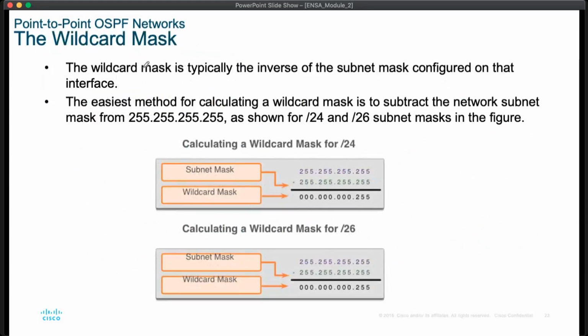Okay, the wildcard mask. The wildcard mask is typically the inverse of the subnet mask configured on that interface. The easiest method for calculating a wildcard mask is to subtract the network subnet mask from 255.255.255.255, as shown for /24 or /26. So we use this and then subtract, and then you can get the wildcard mask. For /24 and also /26, we use this wildcard mask.